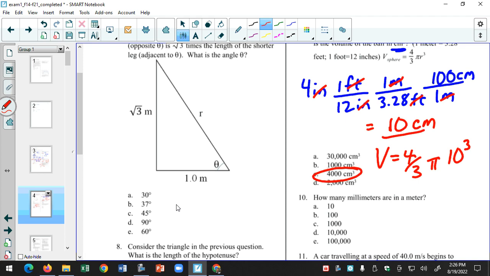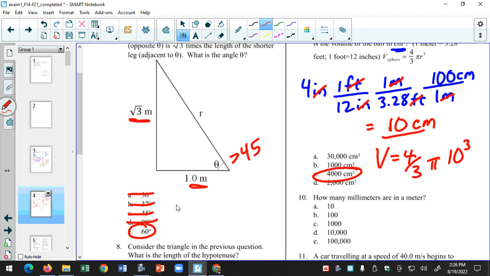Although, no, I don't think so. You could probably look at this and tell me what the answer is. You don't need trig. Just look at the picture. 60, right? Because this angle is definitely bigger than 45 degrees, because this side is bigger than this side. So that gets rid of this, and this, and it's definitely not 90 degrees. So the answer is 60.